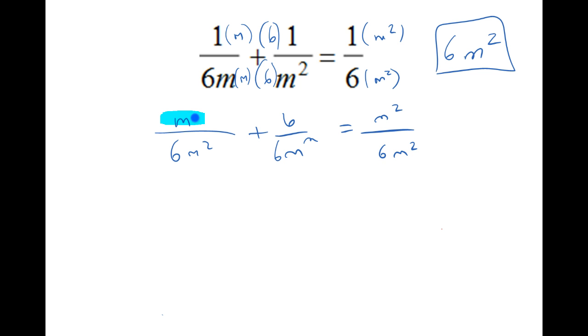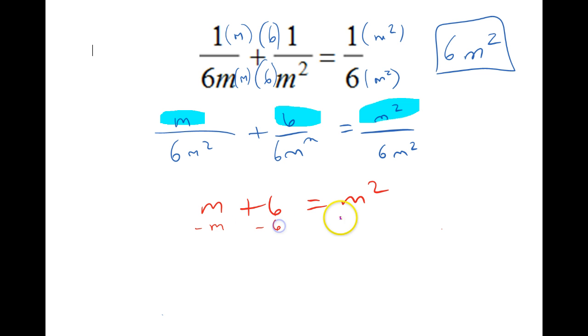So now I'm just going to worry about my numerators. It'll give me m plus 6 equals m squared. So now I don't have a linear equation. I have a quadratic equation because my degree is 2. And the only way I know how to solve quadratics is either using the quadratic formula, or I could factor, or I could solve this graphically. I'm going to choose to first set the equation equal to 0.